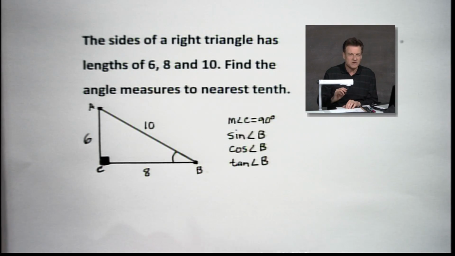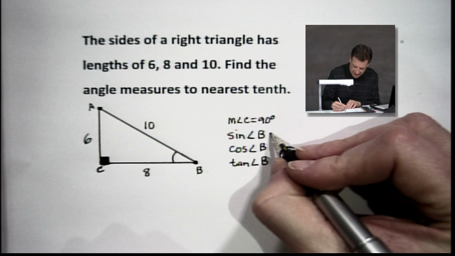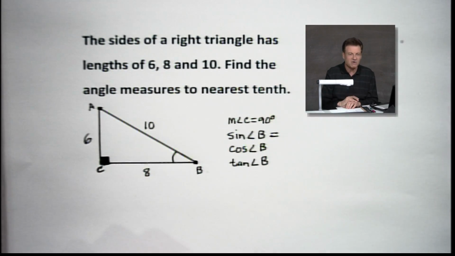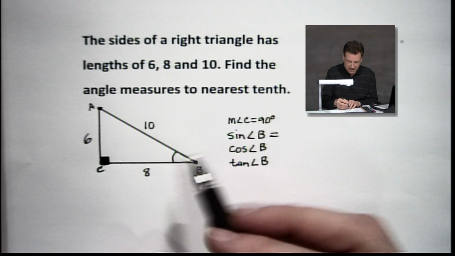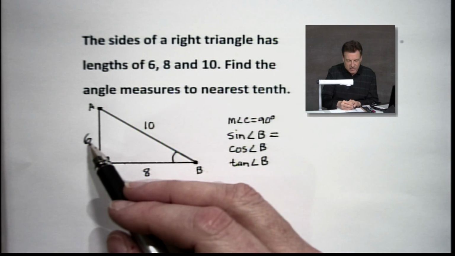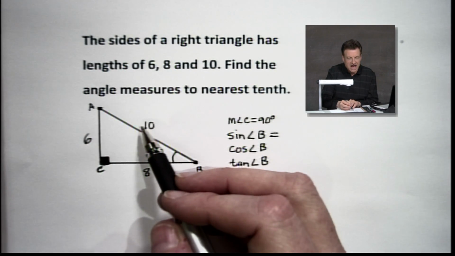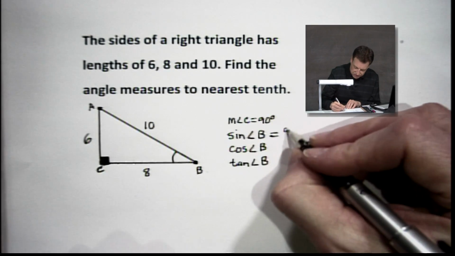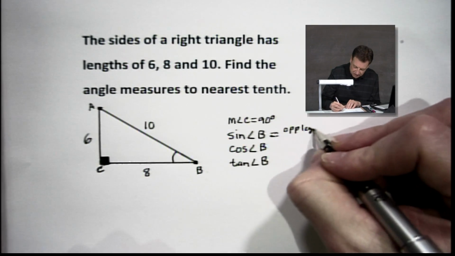We're going to do all 3 of them just to make sure you understand that, hey, you get the same answer if we work it right. So here's where we're going to start. We're going to first start with sine of angle B, and that's equal to the opposite over hypotenuse, all right? So it's the opposite leg over the hypotenuse.